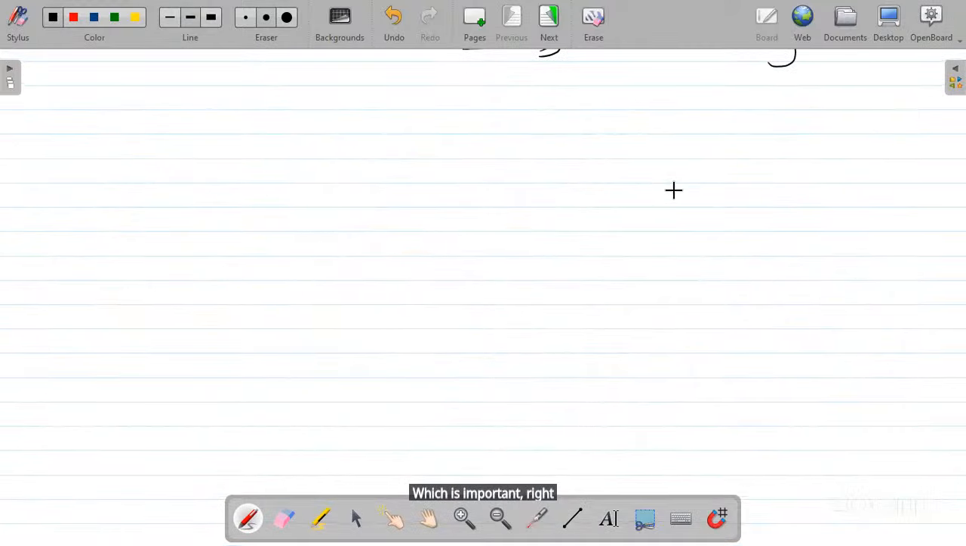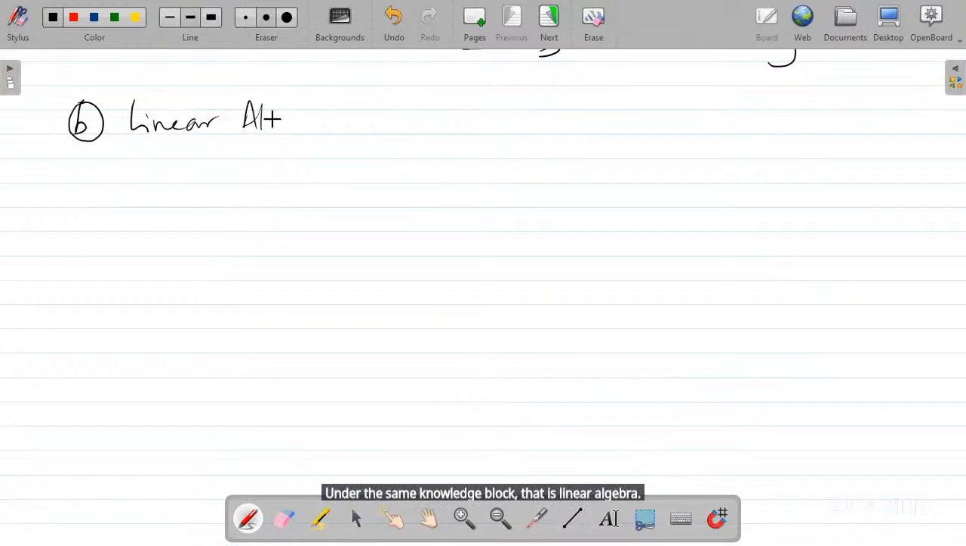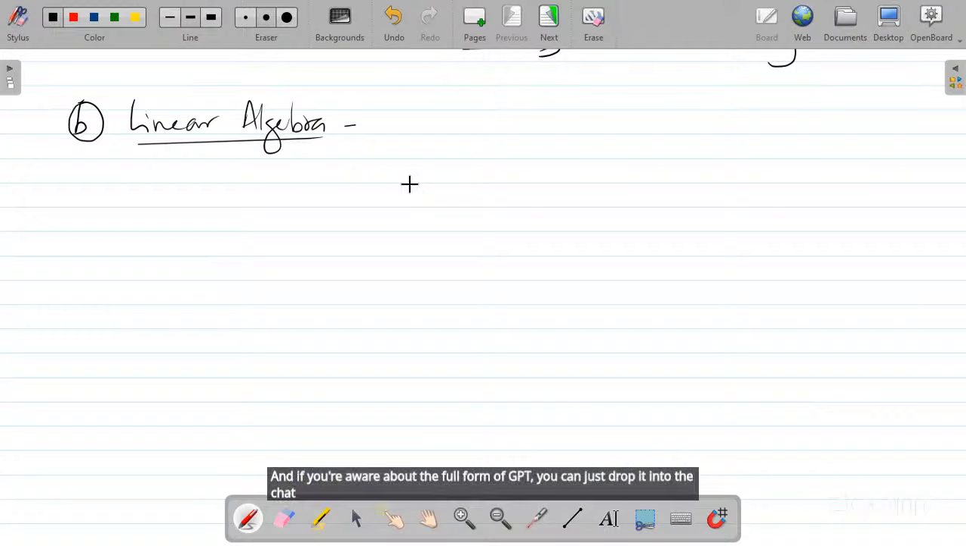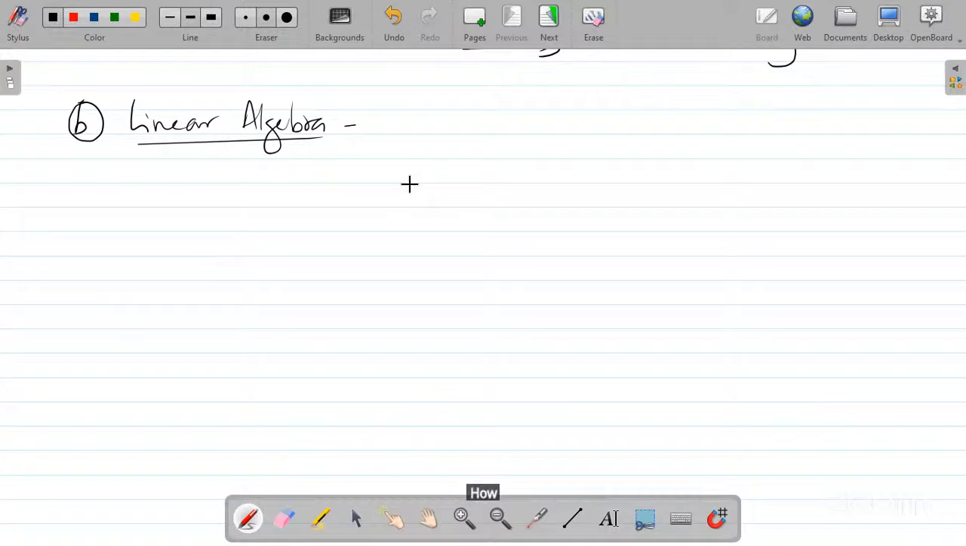Now coming to the second part under the same knowledge block, that is linear algebra. Why again is it important, why is it needed here? The main heart of all these models is transformers. And if you're aware of the full form of GPT, you can just drop it into the chat box. I just want to check how much idea you have about that. So why is linear algebra needed here?